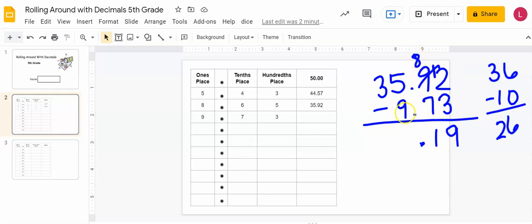Great job. Now, I'm taking 9 away from 35. So I'm going to use some sense here. If I take 10 away, then I'd have 25. But I'm only taking 9 away. So I would have 26. So I can check myself again. 9 plus 6 is 15.